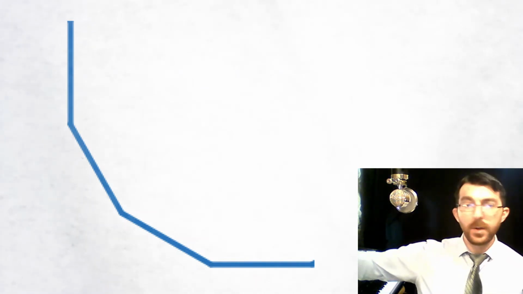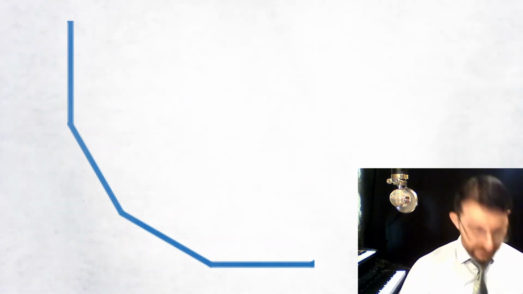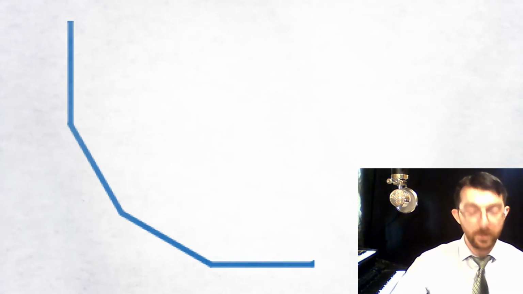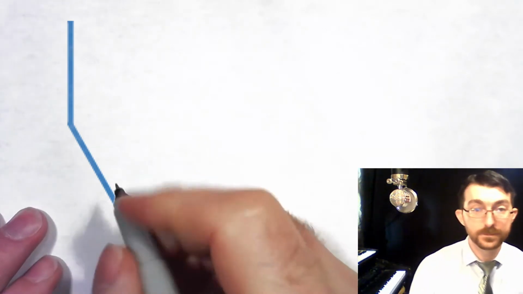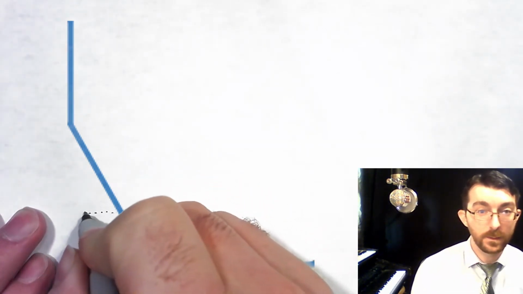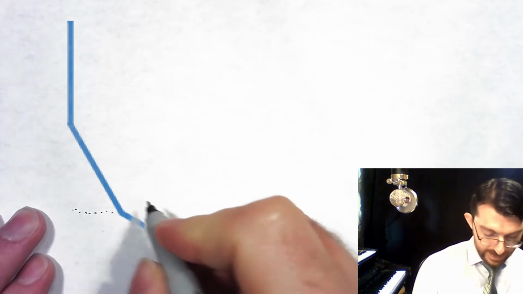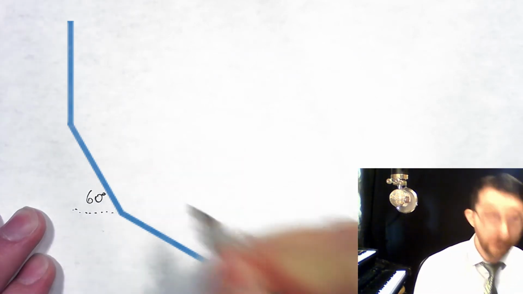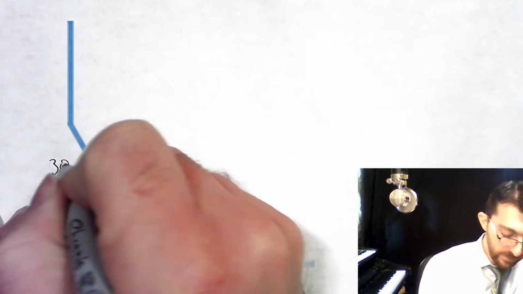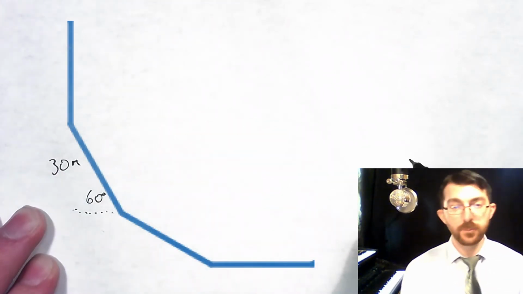Okay, so this next segment is making a 60-degree angle with the horizontal, right? So there's that vertex there, and this is a 60-degree angle. Again, the length is 30 meters, as before.